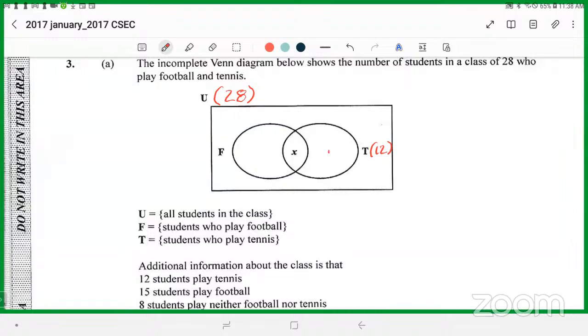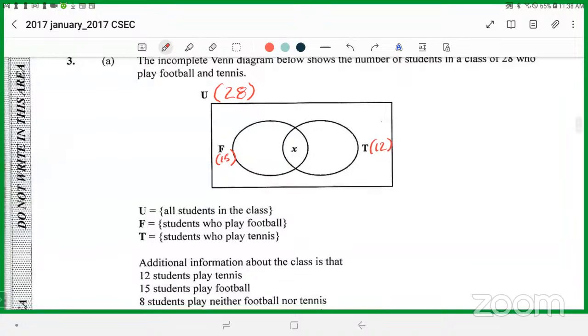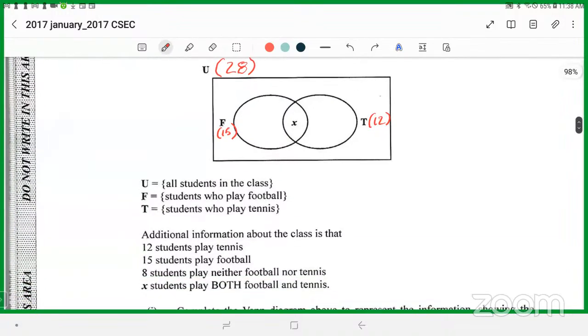It means that here and here add up to 12. It says 15 students play football. I'm going to put a 15 right here. It means that this and this add up to 15. Total in football is 15. It says 8 play neither. So the 8 that play neither must be somewhere out here, anywhere outside there. And then X play both. That is the X that they have inserted first there already. X play both. All right?